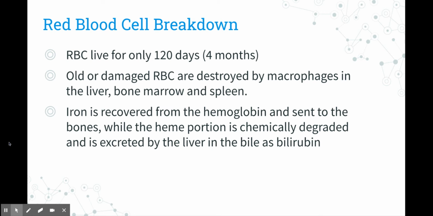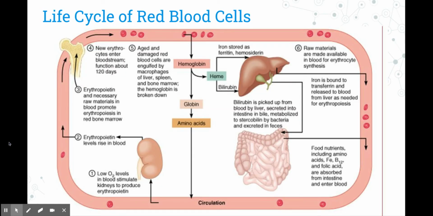The heme portion, that protein portion, can be broken down and is part of what makes up the bile salts, the bilirubin, that get excreted from the liver and help in fat digestion. You can see the full life cycle of a red blood cell.